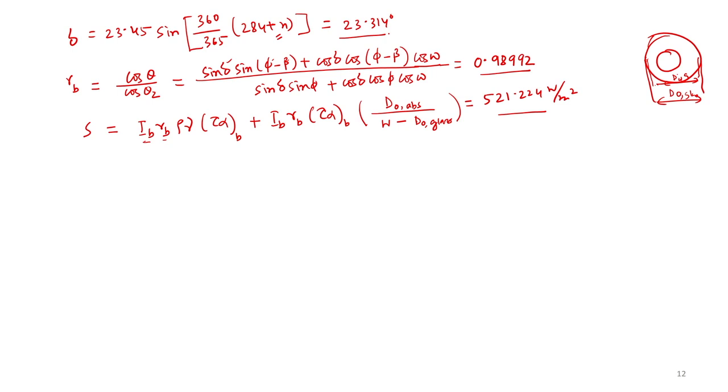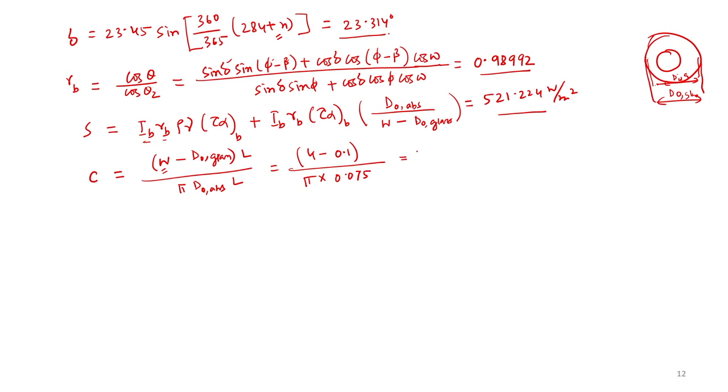Okay. And also we can calculate the concentration ratio, which is represented by C, which is (W minus DO glass), the outside diameter of the glass envelope, divided by pi D naught absorber, the area of the absorber, into L. Of course, we need to multiply by L. These values are known, like this is 4. So if we substitute 4 minus 0.1, L will cancel anyway, divided by pi multiplied by 0.075, this will be something like 16.55. Okay?